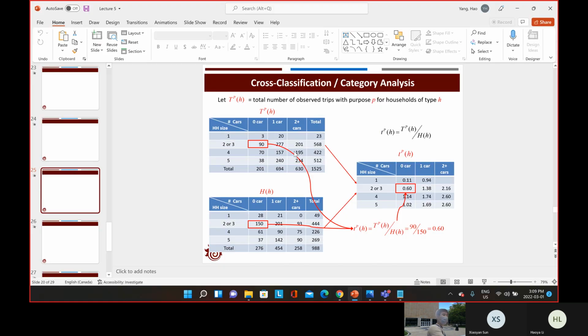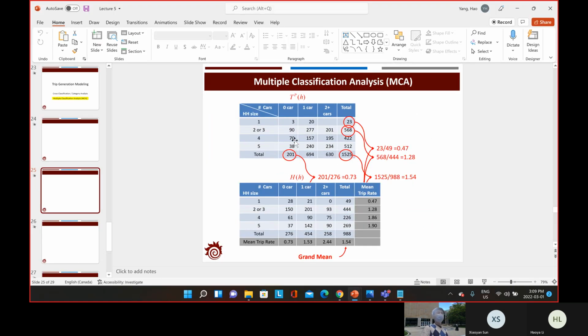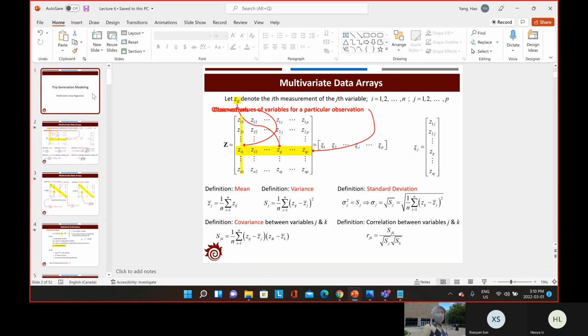Feel free to let me know if you have any questions about the examples or the homework questions. For the third homework, which I uploaded on Learn, it will give you some practice on how to use the MCA and CCA methods to calculate the trip rate, as well as using the linear regression method, which will be covered in the lecture today. Questions? Oh yeah, I haven't gone to presentation mode.